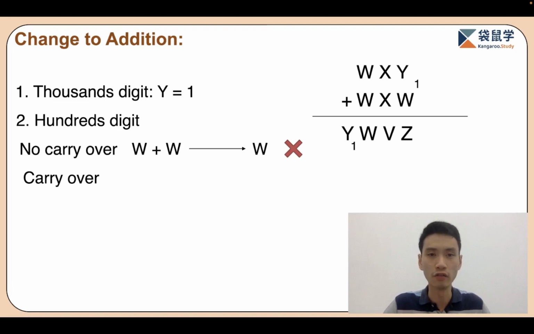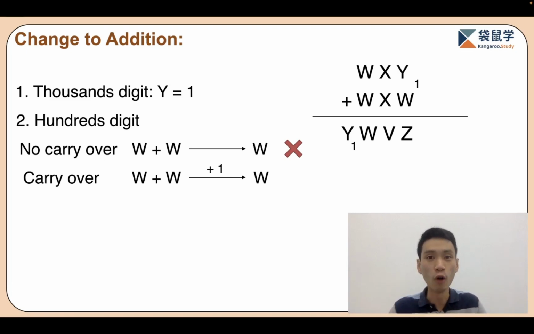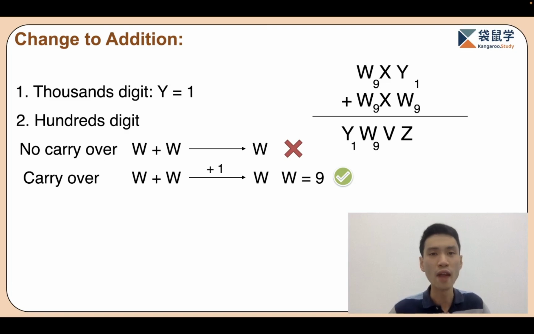If we have carryover, we could express this as W plus 1 for the carryover, getting the digit W. Now, is there a W that can satisfy this condition? Yes, if you try all the digits from 0 to 9, you'll find that only W equals 9 satisfies this condition. And so this works. We have found our W and we can mark it on our number puzzle. And what's more, since we know there's carryover from tens to hundreds, we can mark that on our number puzzle as well. Now next, where do we analyze?